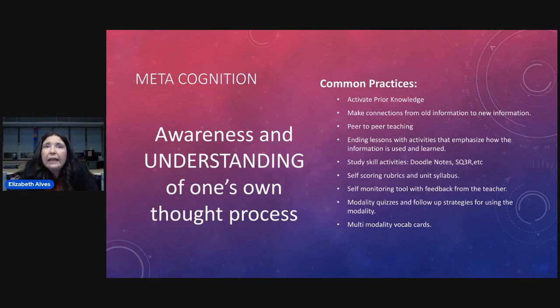So metacognition in a nutshell is the awareness and understanding of your own thought process. We used to say thinking about thinking. So how do you think about thinking? How do you draw connections? Well, it's pretty common that you're going to have some sort of structure to your lesson. Hopefully you have a structure that is consistent. And what I usually advise is that in the bookends of your lesson, the beginning and the end, there's something that is explicitly a metacognitive portion of your lesson.